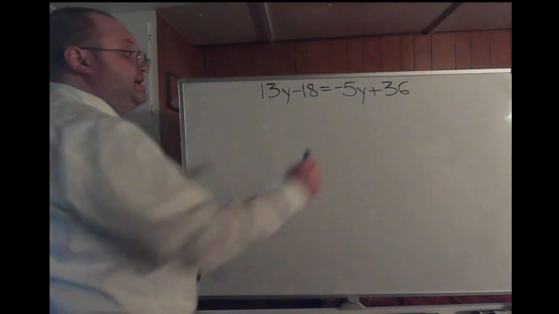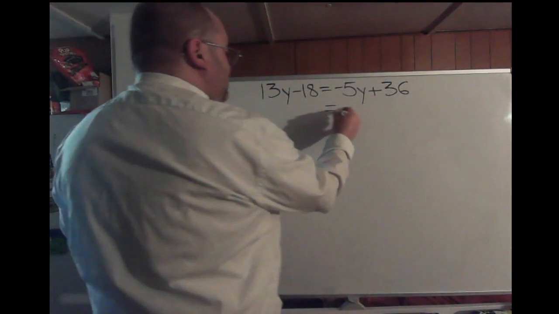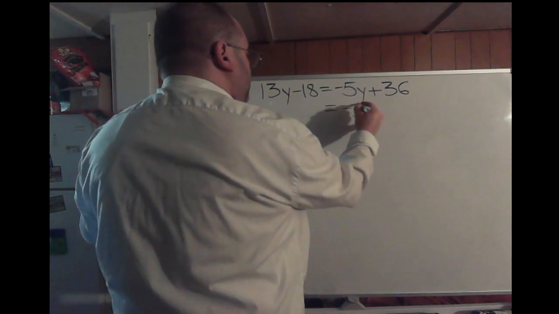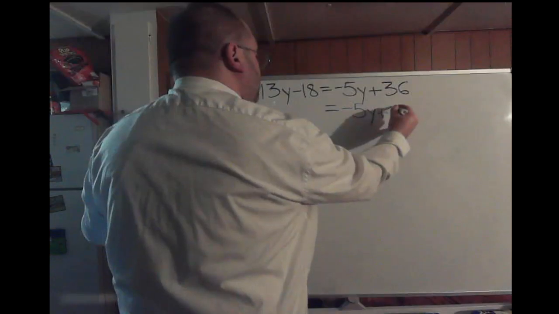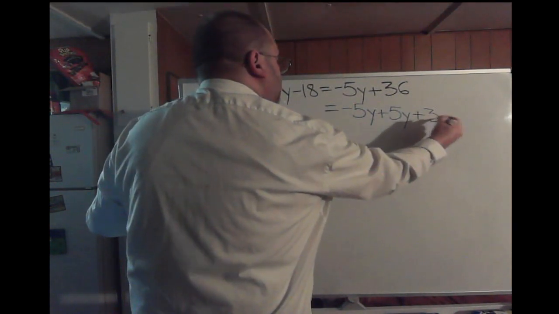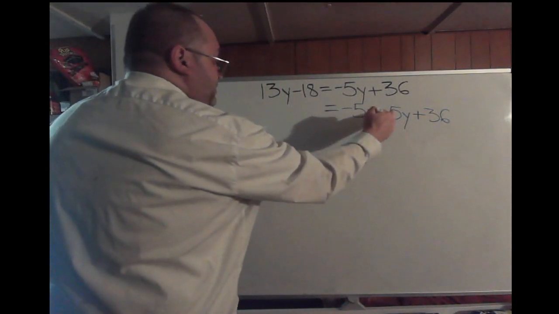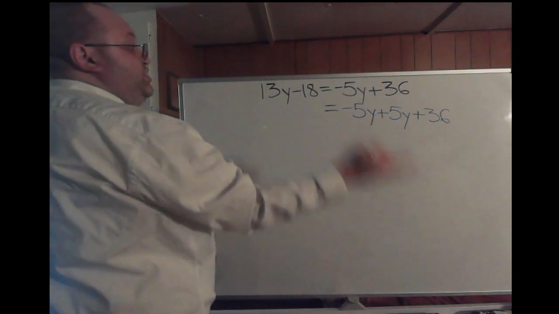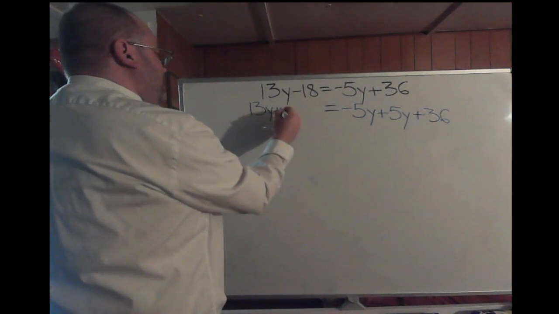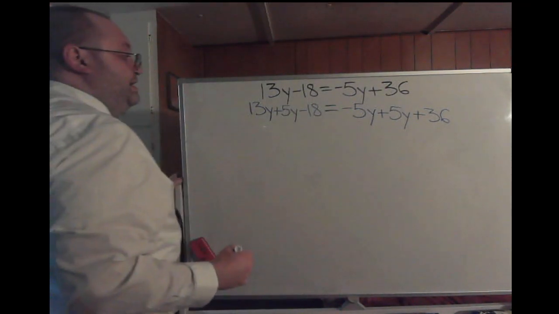Again, start with getting your variable out of the right-hand side. You have a negative 5y, so if we want to get rid of the variable on the right-hand side, we got to add a positive 5y. So you'll have negative 5y plus positive 5y. Then you still have that 36 hanging out, the plus 36. But you went ahead and did that to the right side. You added 5y, which means you got to do it to the left. So you'll have 13y plus 5y minus 18 on the left-hand side.